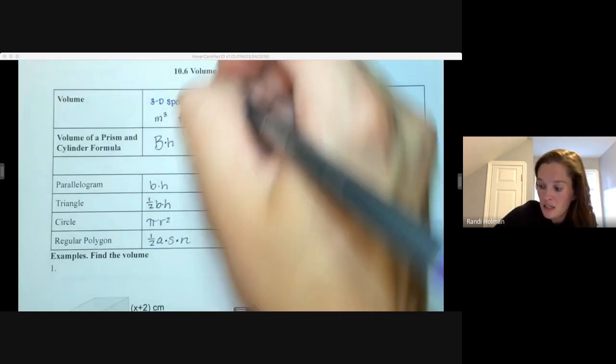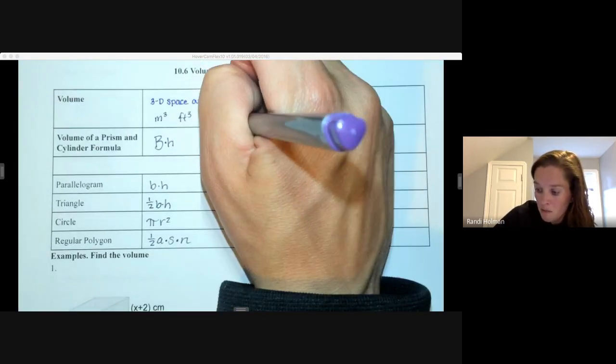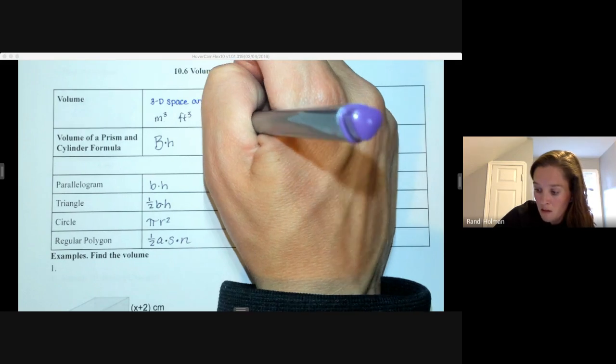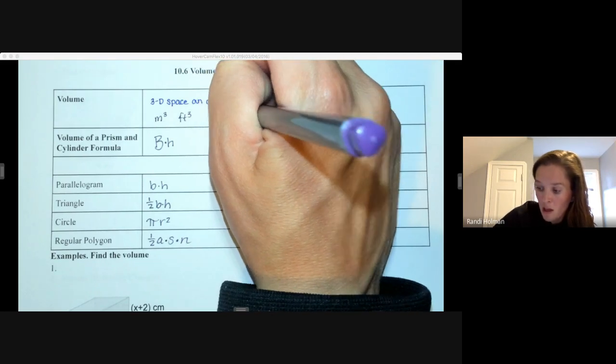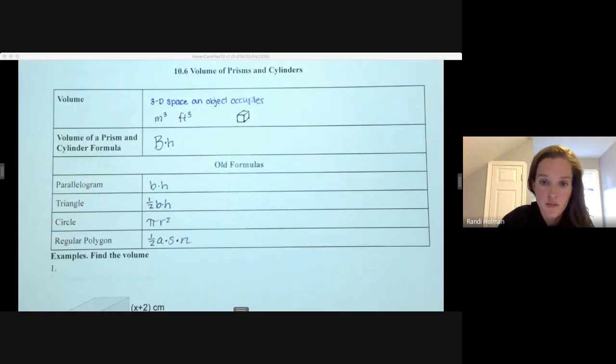And what that just means is that if I have a 1 foot by 1 foot by 1 foot little cube, how many of those little cubes fit inside of our 3-dimensional object? Okay, so today we're going to be focusing on prisms and cylinders. We'll look at some other objects later.